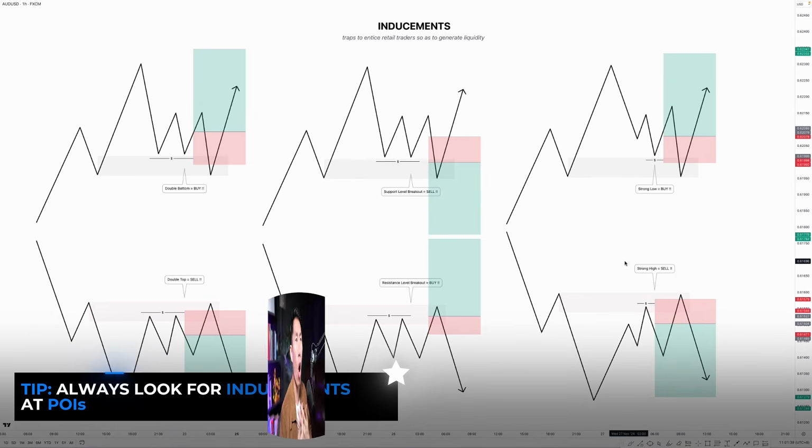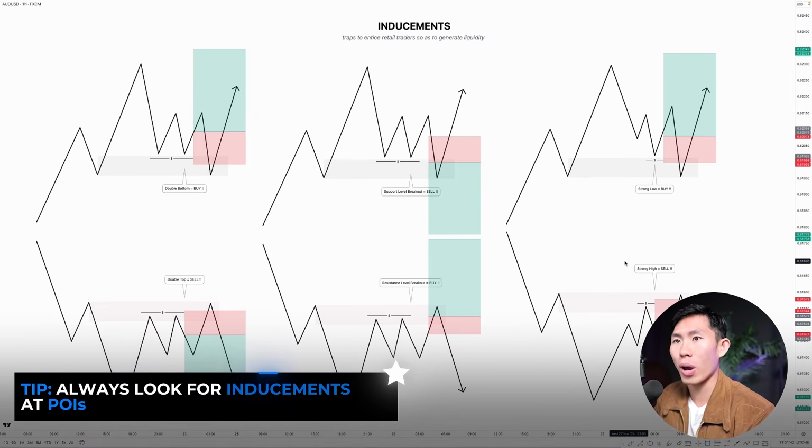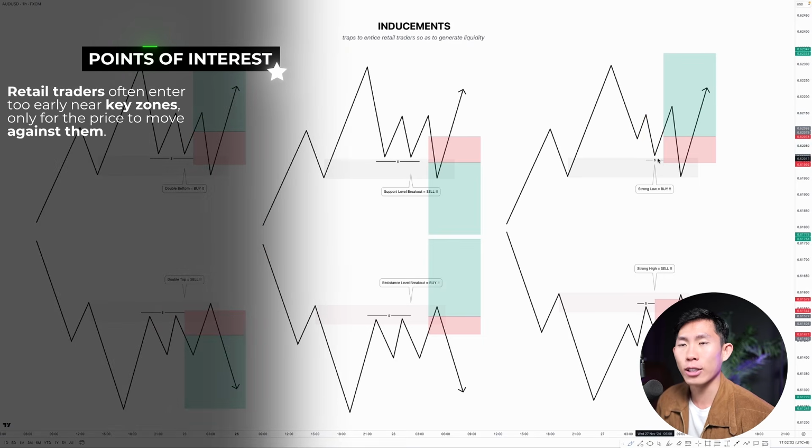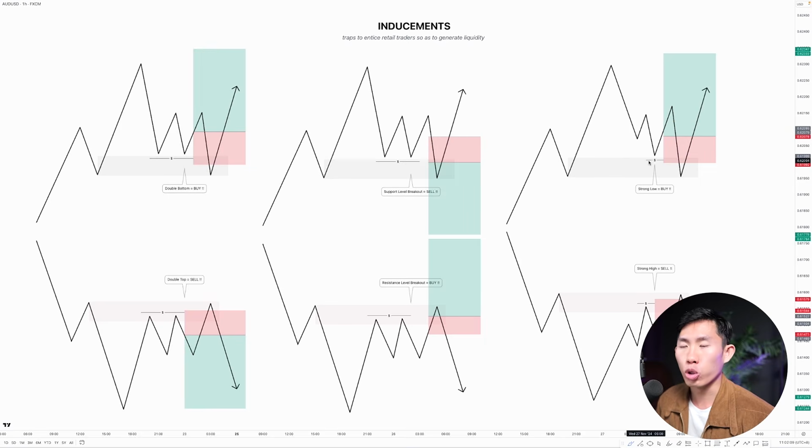So my tip is always look out for inducements when price is approaching a point of interest, like an order block, a supply and demand zone, a flip zone, or even a sweep zone. Any sort of point of interest. Because when price approaches those zones, that is where so many retail traders will be impatient and enter too early, just for price to come down and sweep the available liquidity before the actual move happens. So always wait for a liquidity sweep before entering. And remember, if you cannot spot the liquidity, then you are most likely the liquidity.